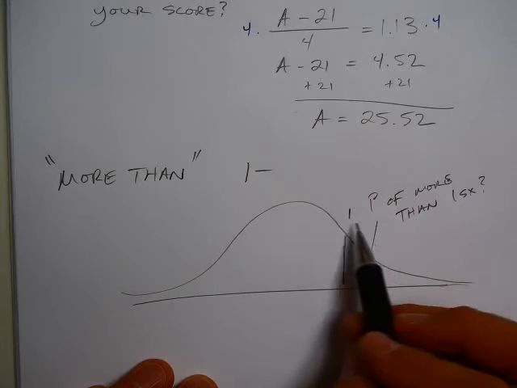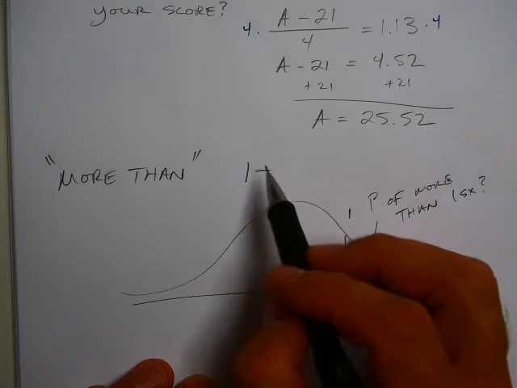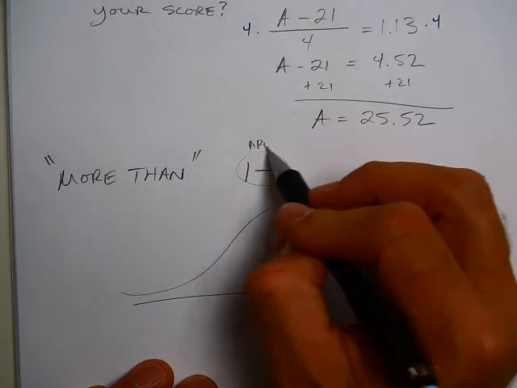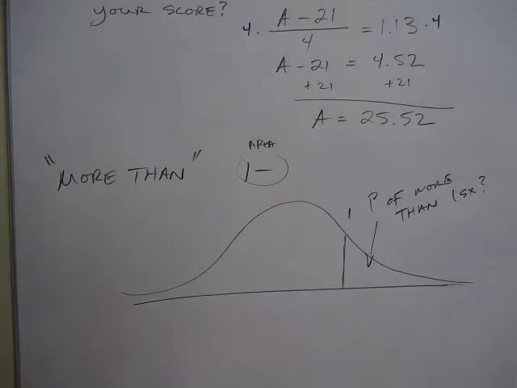This is area, by the way. I feel like I'm being confusing here. That's the total area of the curve, right? The 1. So what's the probability of more than one standard deviation?